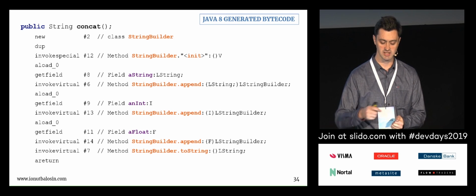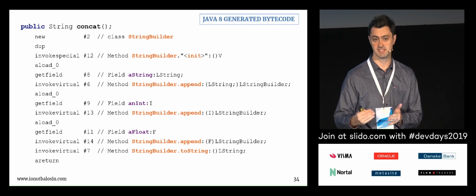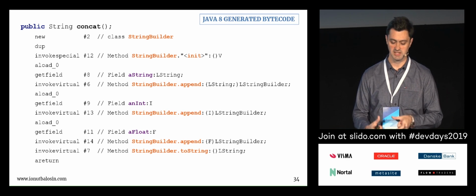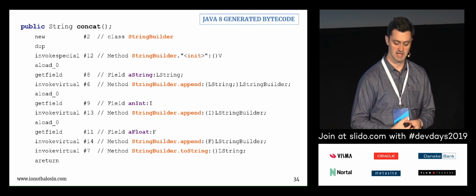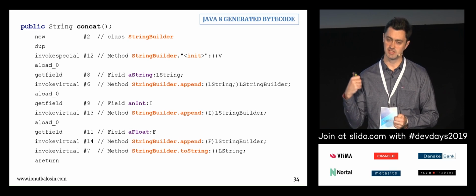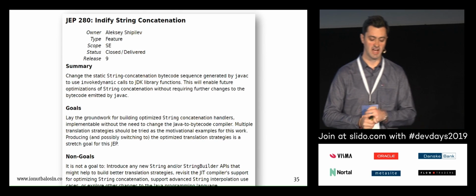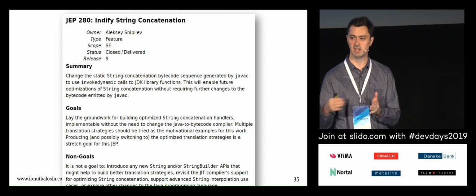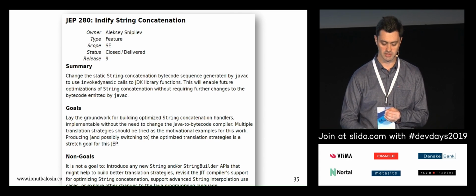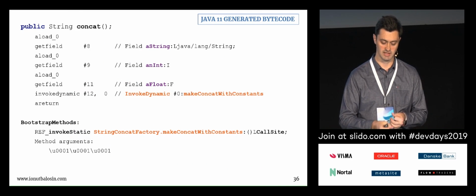And as you can see here, the StringBuilder is initialized, then all of these are appended, and then toString gets called on it. However, this brings some rigidity and it's not extensible for further optimizations. So this is the JDK 8 bytecode. Starting with JDK 9, they decided to remove this StringBuilder sequence, which is generated by javac when you create the bytecode, and this is how it looks starting with JDK 9, including 11.